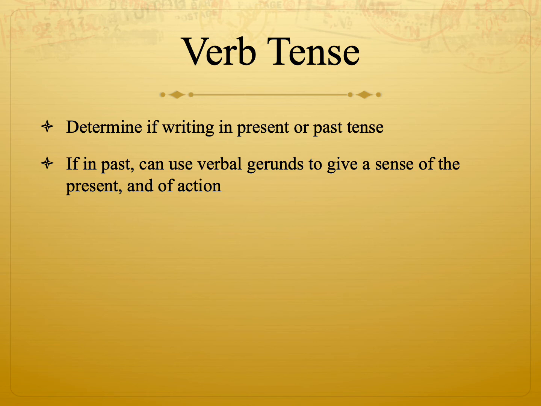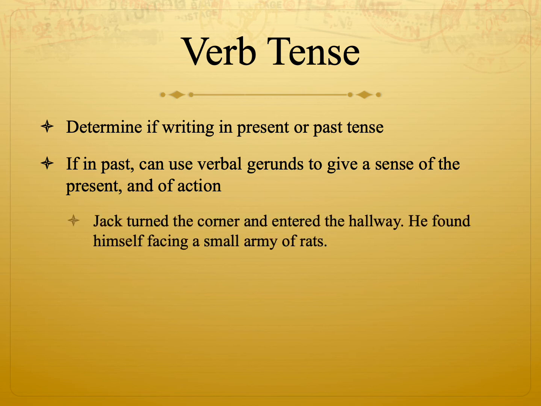So that's where a verb is being used as some other form of grammatical unit, not as a verb. So here, Jack turned the corner and entered the hallway. So that's past tense. He found himself, past tense, facing a small army of rats. Well, the verb in this sentence is found. Facing a small army of rats is an adverbial phrase telling how he found himself, right? But it gives you a sense of being in the present.